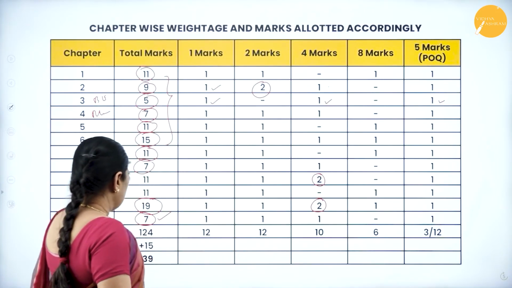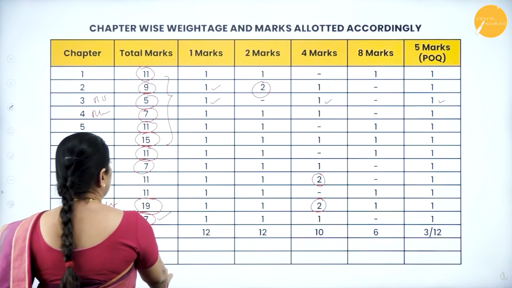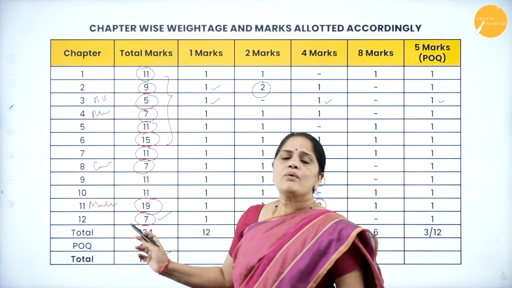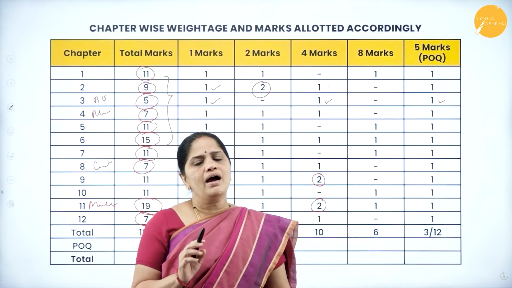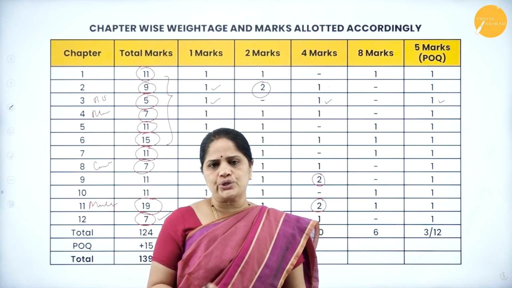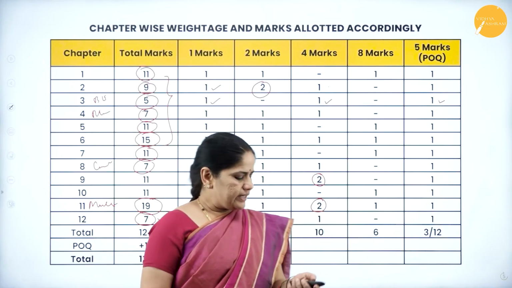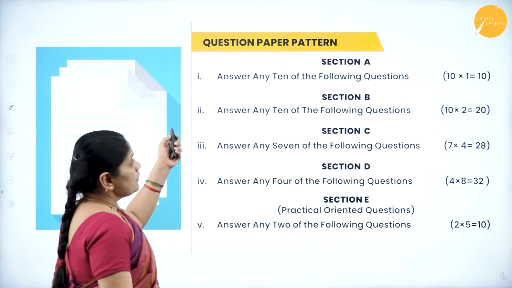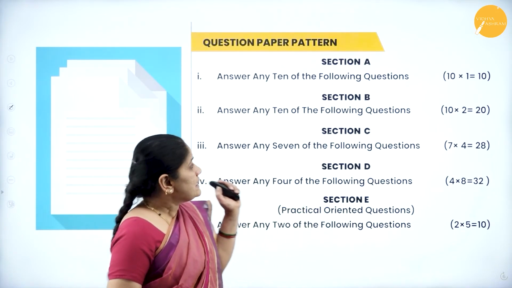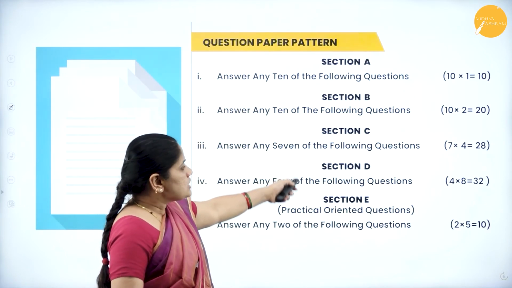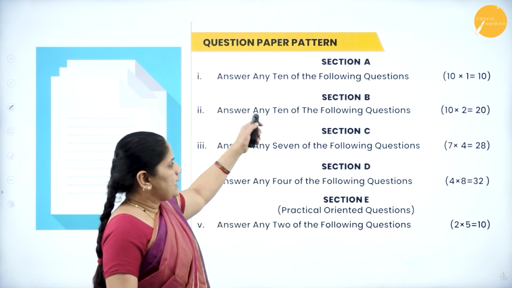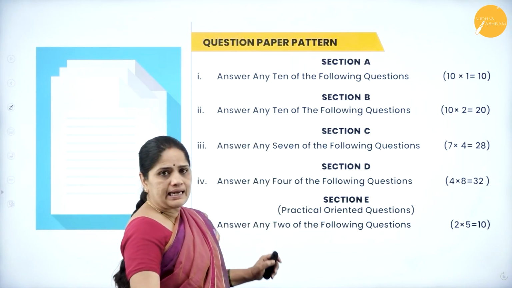So in all, the question paper will carry questions worth 139 marks, where you will be writing for 100 marks. This is very essential for you to know. The most important next thing is the question paper pattern. In this pattern, as you can see, we have 5 parts: section A, B, C, D and E.